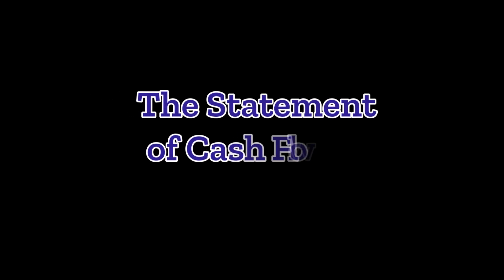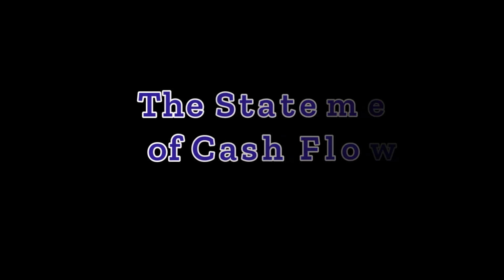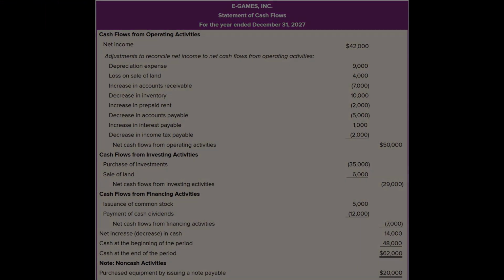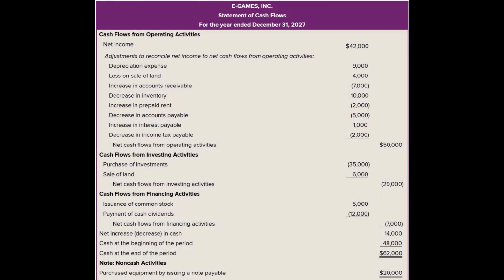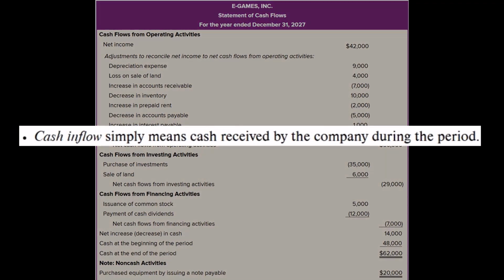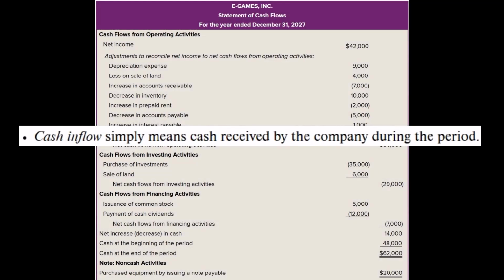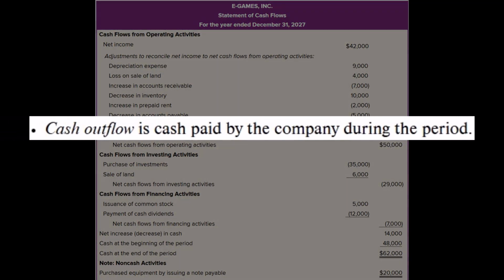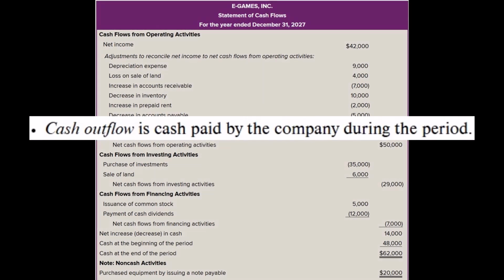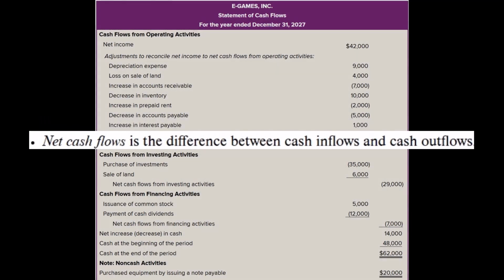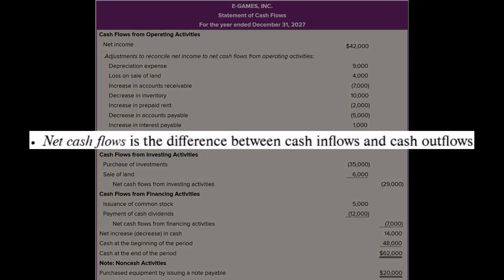Hi everyone. In this video, we are going to dive into one of the most important financial statements, the statement of cash flows. So, what is it? Put simply, the statement of cash flows provides a summary of all the cash that came in, which we call cash inflows, and all the cash that went out, our cash outflows, during a specific reporting period. The difference between the two is our net cash flow.